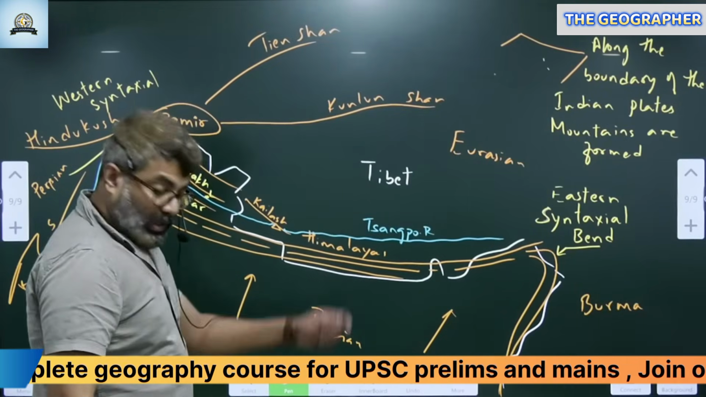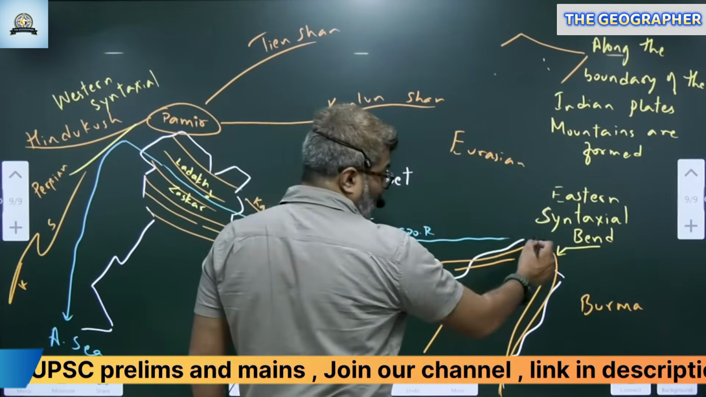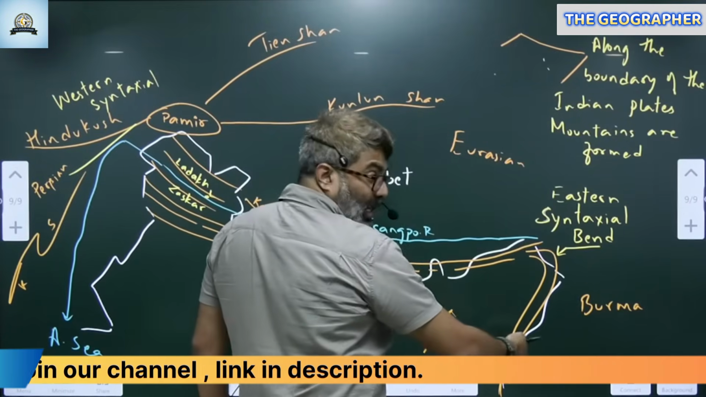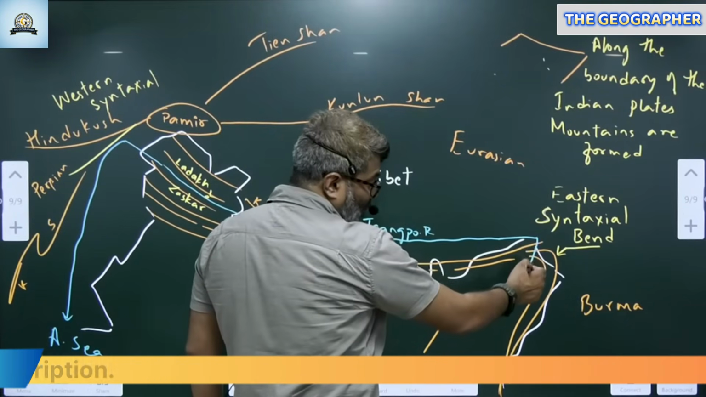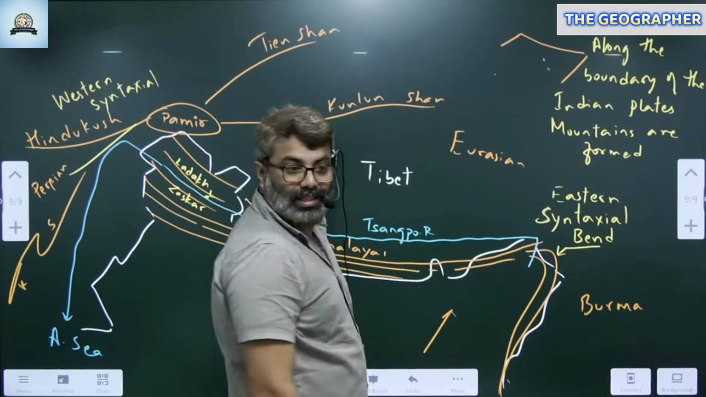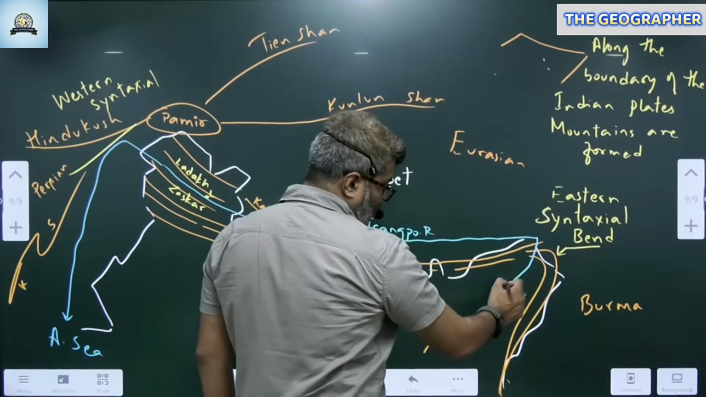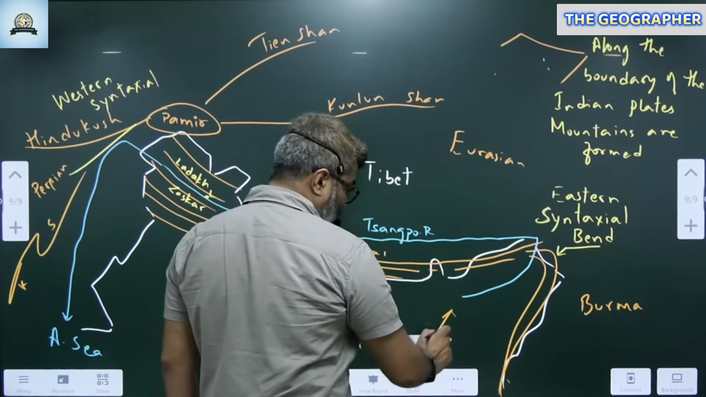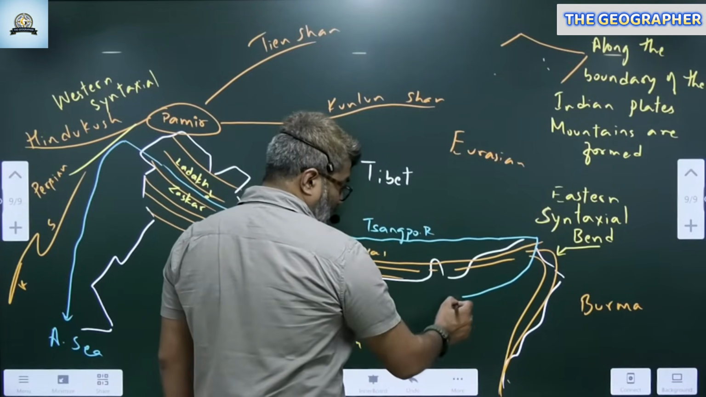All of you notice please. This river flows parallel to the mountains till here. Where the rocks turn south, the river also enters India now. Dihang. And this becomes Brahmaputra. Brahmaputra here. Clear to all? Brahmaputra.